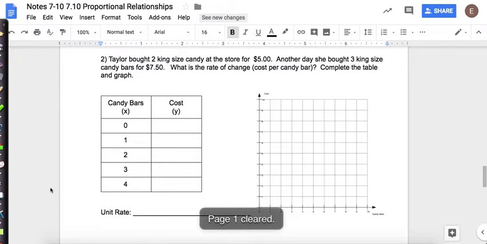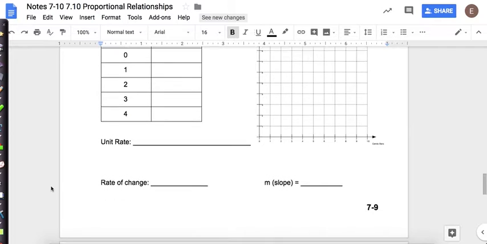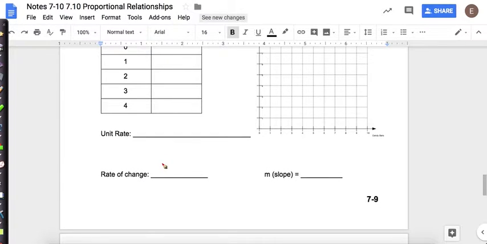So our rate of change here, we saw that we went up $2.50 and over 1 candy bar, CB. And then that 2.50 divided by 1 is $2.50 per candy bar. And then the slope, we had a point here. You already have these points here, but let me show you again.